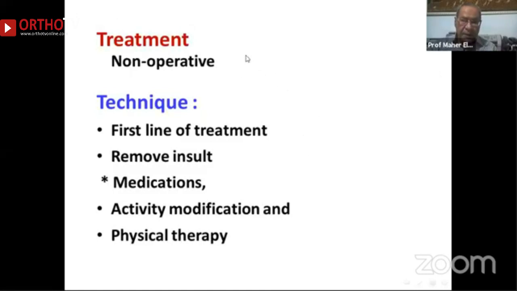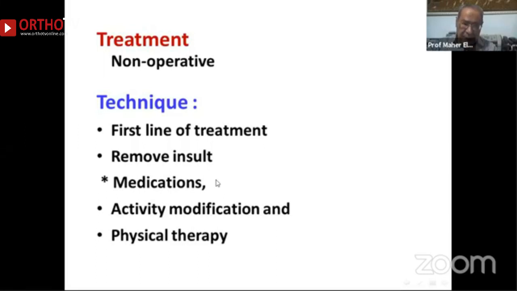The treatment in the early stages is non-operative, which in many cases responds poorly. It is the first line of treatment: remove the insult like steroid or alcohol, stop smoking, and so on.